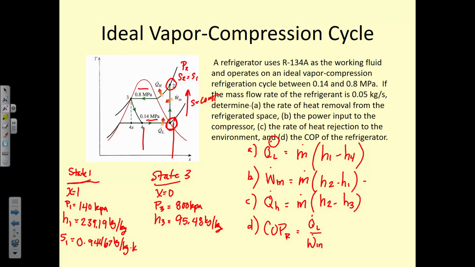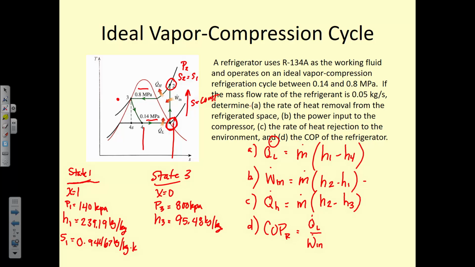Like I was asking, even if state 3 is on the line, then it's still a quality of 0? The line on the left-hand side is the only place it's 0. On the right-hand side is the only place it's 1. In between, it's a value between 0 and 1. So what if 3 is floating off to the left of the curve? If we're over here, then it's a compressed liquid. You know this stuff. We did that all last semester.